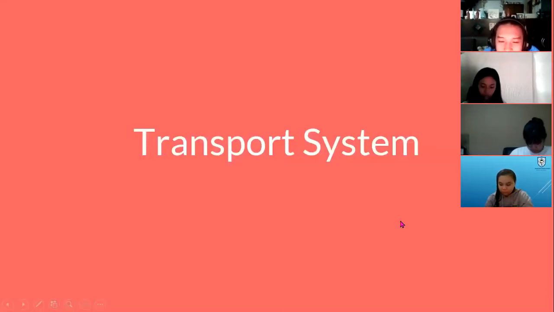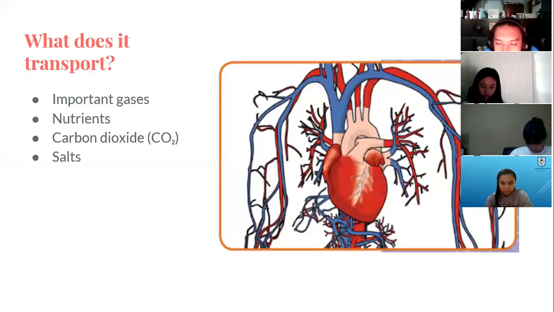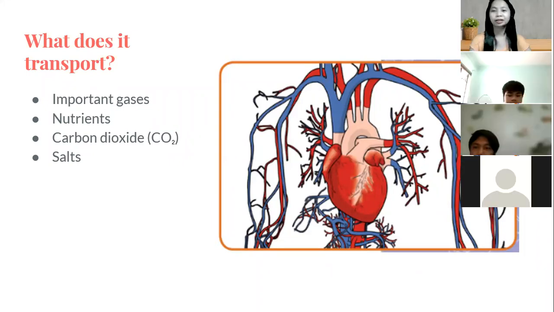Now, the circulatory system as a transport system, what does it transport? Probably nowadays, especially since we are inside our home, this word transport, also known as delivery, is very common to us, especially since we cannot go outside. Groceries and other necessities are constantly being delivered. So it serves the same purpose that the circulatory system is doing in our body.